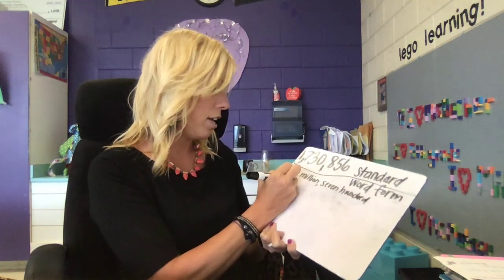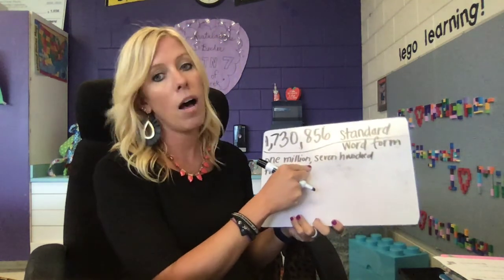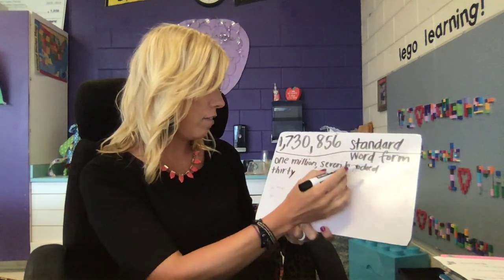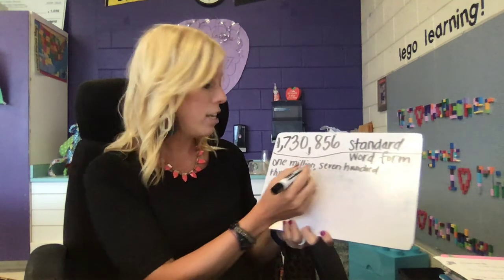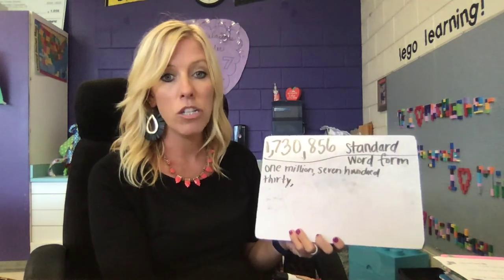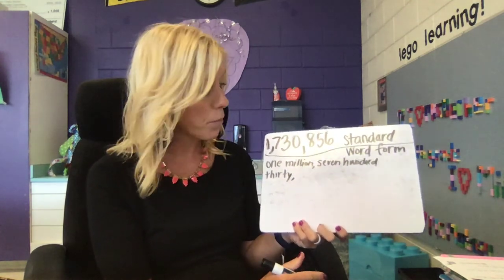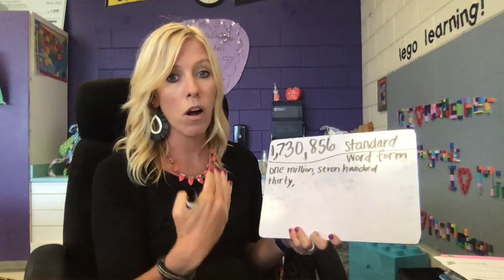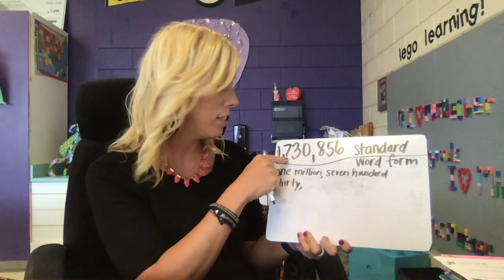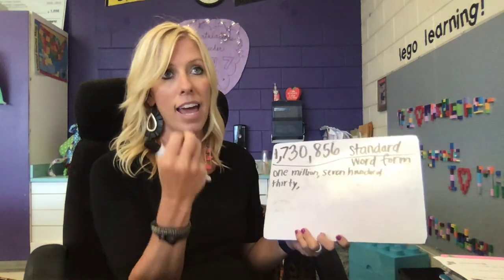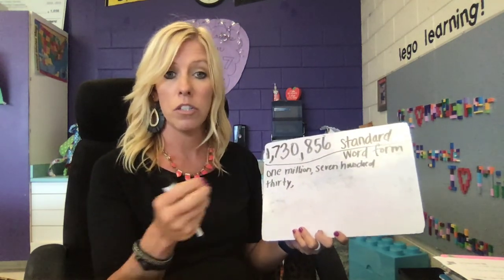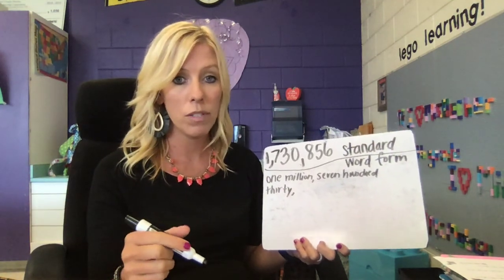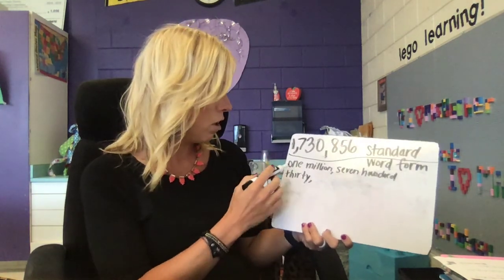730. And did you notice I put a comma in my writing just like I do in the number? 730. And you see I didn't say "and" because "and" is left for decimals. And we'll talk about that in a few days. This is just 730. When we say "and," it's like $2.13. That's representing a decimal. So we don't say "and" when we're saying words. Word form.